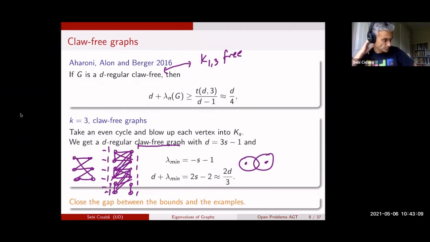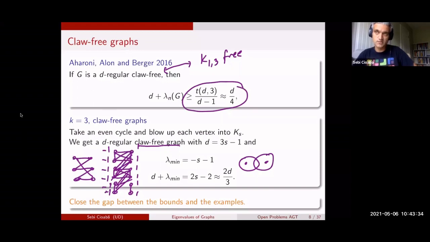This is the first problem that I thought about for a while, and I still don't know how to solve. They put it as an open problem in their paper as well, to close the gaps between the bounds that they have and these examples. Again, their construction.